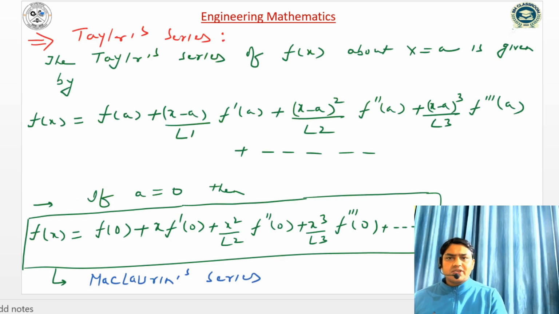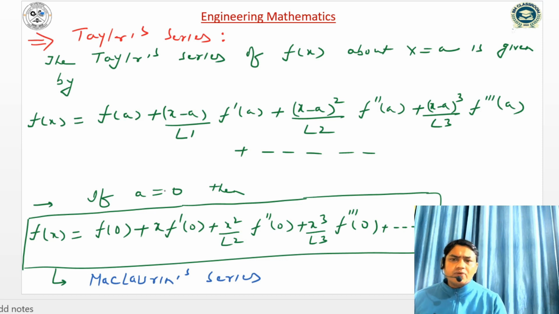Now I am going to discuss the Taylor series. The Taylor series of f x about x is equal to a is given by f x is equal to f a plus x minus a divided by factorial 1 into f dash a plus x minus a whole square divided by factorial 2 f double dash a plus x minus a to the power 3 divided by factorial 3 f triple dash a, and so on and so forth.